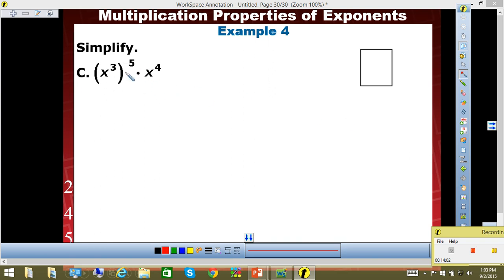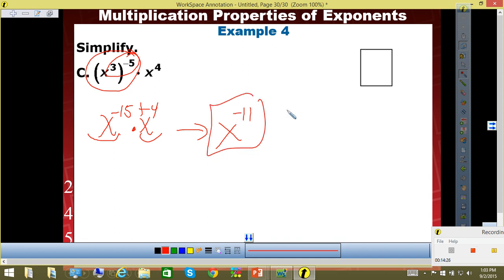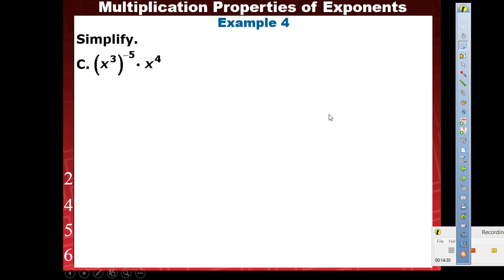Okay, here it goes. I said do it by parts so that you don't get overwhelmed, right? So we're going to do this one first. This becomes x, and we multiply the exponents. That's negative 15. We bring this down. What does this look like? Product of powers. Is that correct? Same base. Add the exponents. This is negative 11. Hands if you got that. Okay, let's move on.